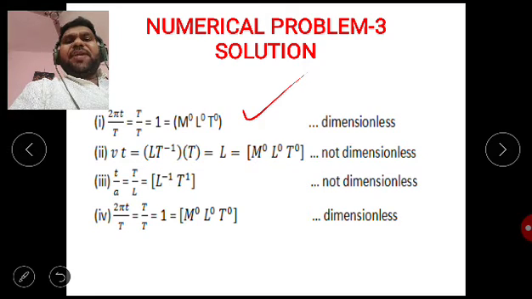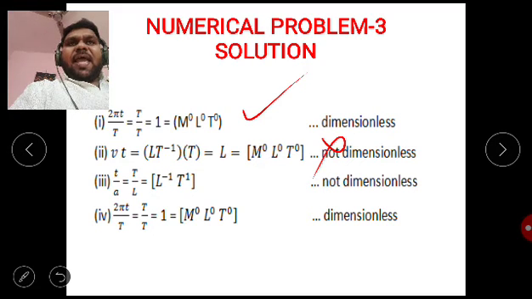We are having vt. The dimension of v is LT⁻¹ and the dimension of t is T. So we are left with dimension L, that means M⁰LT⁰, and it is not at all dimensionless. So there is some problem with the formula. This formula is incorrect. Why? Angle cannot have any dimension.